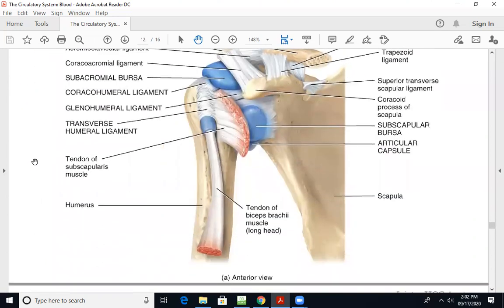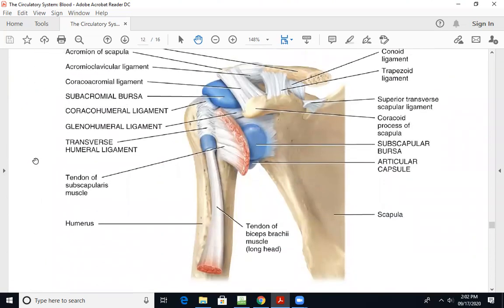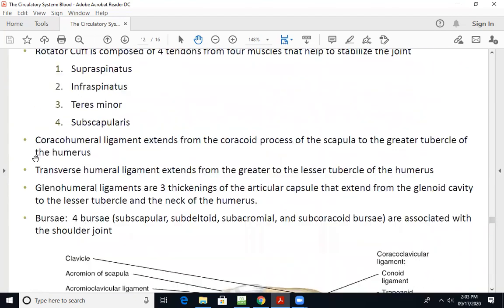I've only included an anterior view. We could look at things posteriorly, could also look at things in many other views as well, but I'm keeping it simple to make it easy on you guys.